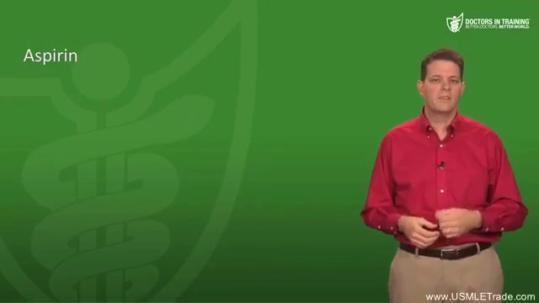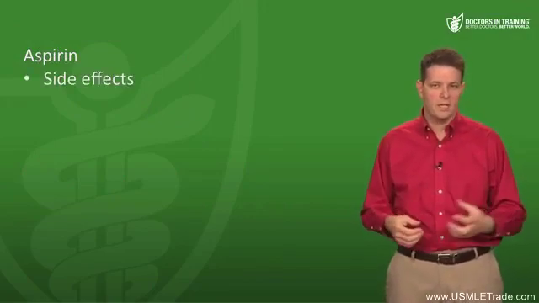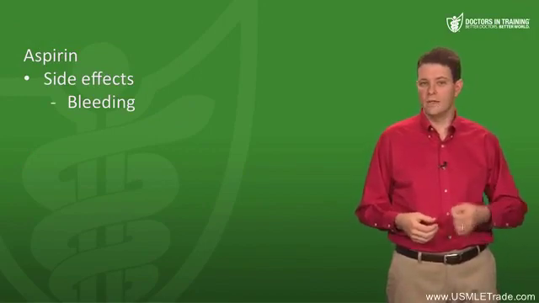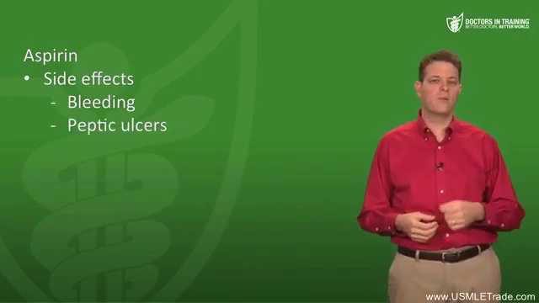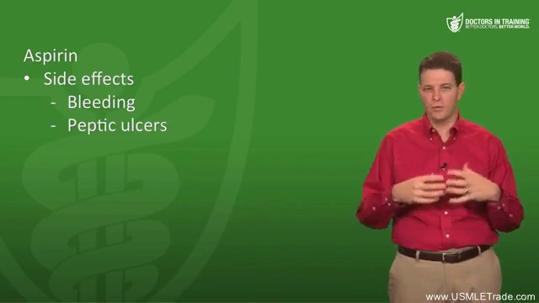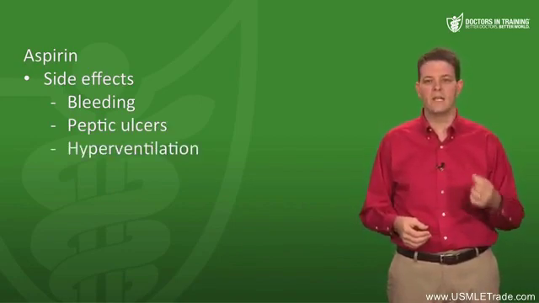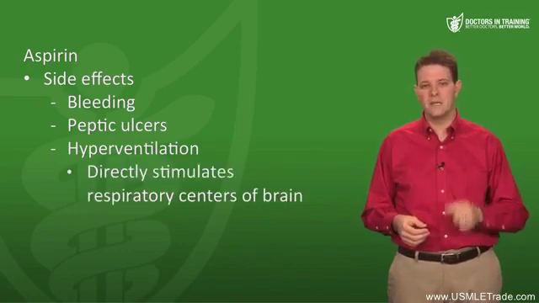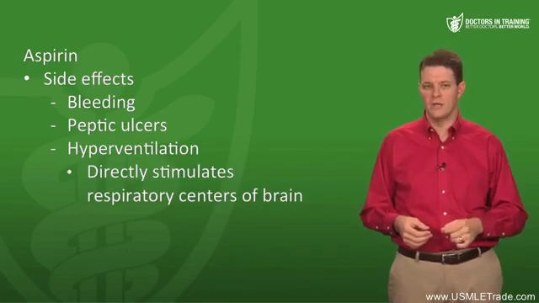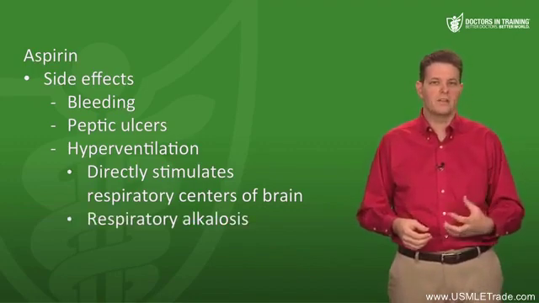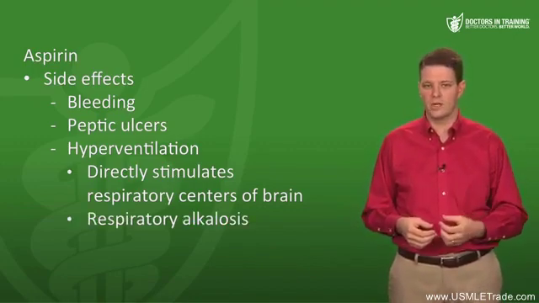You also need to be familiar with the side effects of aspirin. Obviously, any drug that inhibits platelets can lead to some bleeding. Inhibition of COX-1 in the GI tract can also increase the risk of peptic ulcers because you're not going to have the protective prostaglandins in the stomach. And you can possibly have some hyperventilation because aspirin directly stimulates the respiratory centers of the brain. So you hyperventilate and you get a little respiratory alkalosis. And we mentioned that when we discussed acid-base disorders in the renal section.